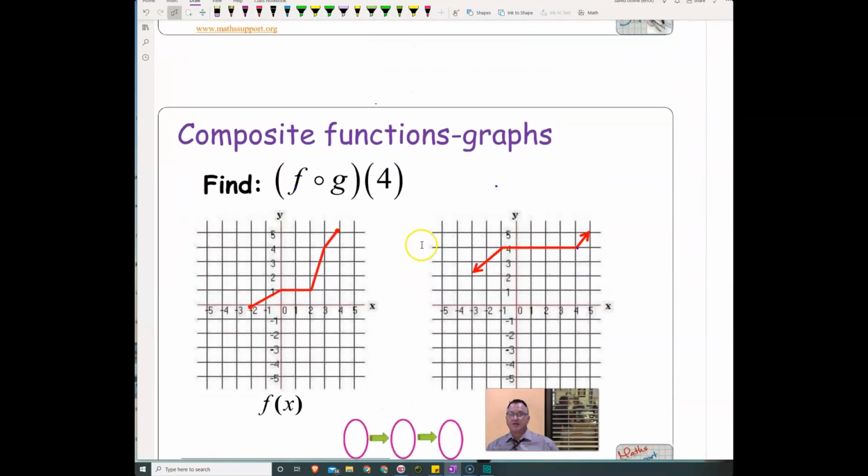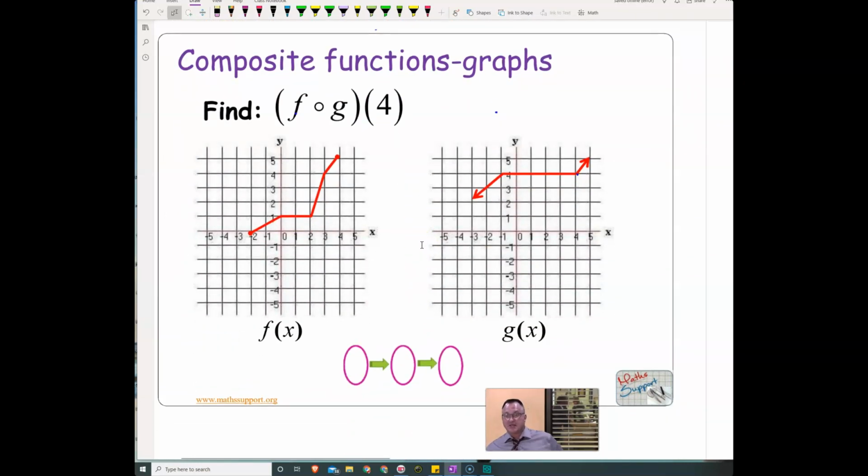Okay, now when you're doing it on a graph, it's the same. You're doing the same thing. You're just reading the graph first. All right, so our input is 4. And then we're going to do it in function g, and then we're going to put that output into function f. All right, so I go to x equals 4. x equals 4. And it intersects the graph at y equals 4.